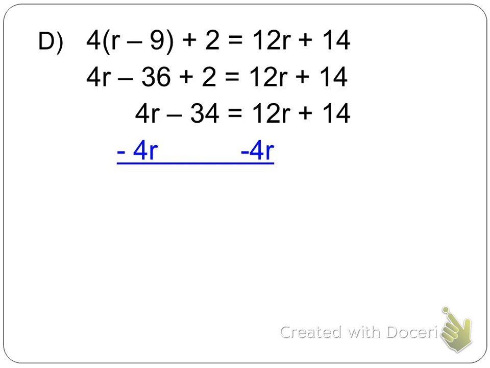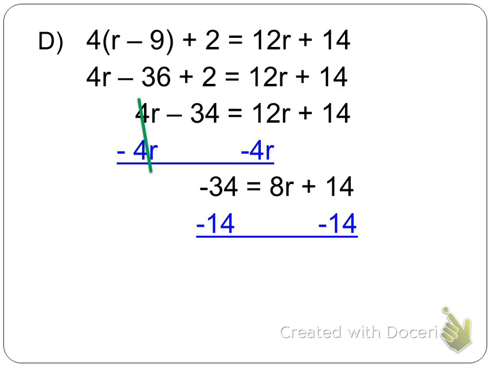I'm just in the habit of taking care of the variables first. It makes me feel a little more comfortable. So I'm going to get rid of the 4r by subtracting 4r from both sides. Then I'm going to subtract the 14. But again, if you did it in a slightly different order, you'll end up right here with us, right? If you did it correctly, kept your sign straight.